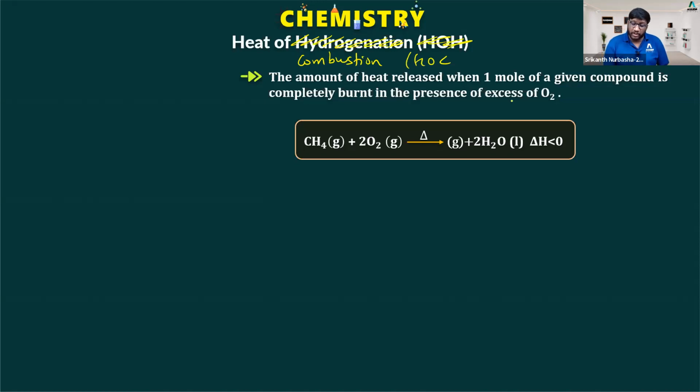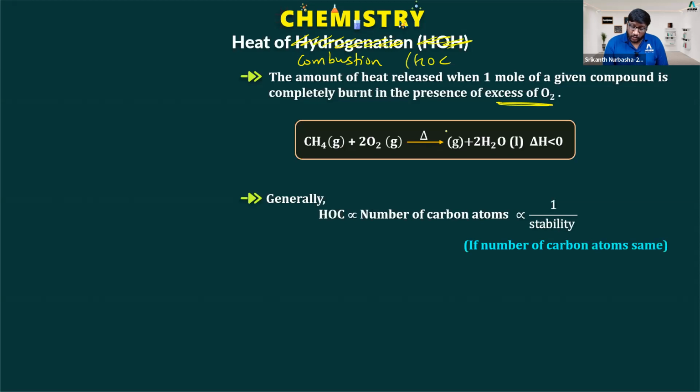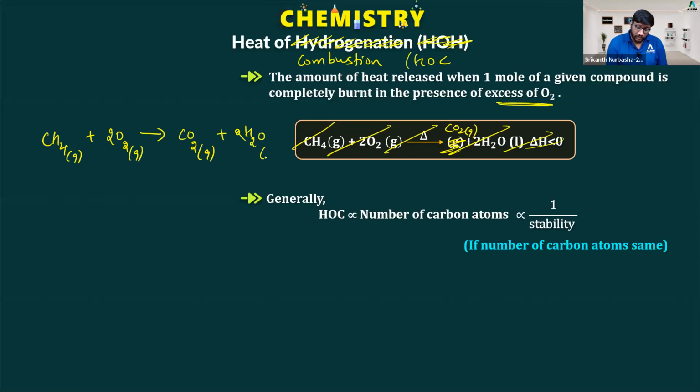Whenever you're talking of heat of combustion, it is the amount of heat released when 1 mole of a given compound is completely burnt in the presence of excess O2. So 1 mole of hydrocarbon has to be completely burnt in excess O2. In that case, CH4 plus 2O2 gives rise to what? CO2 plus 2H2O. You can write the equation in this fashion: CH4 gaseous plus 2 moles of O2 gaseous gives CO2 gas plus 2H2O liquid. So delta H will be less than 0.